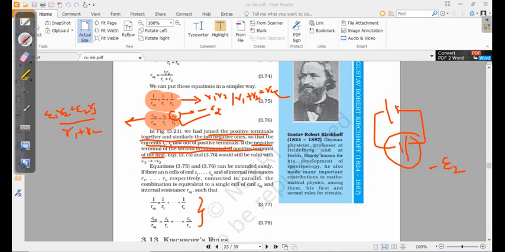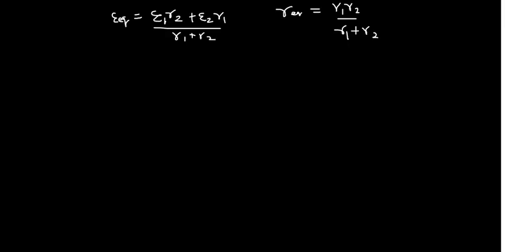You can go through it. After this, again we move back to our regular sheet. After this we have to go through the general equation when we have identical cells connected in the parallel combination. That is the identical condition. Identical cells.